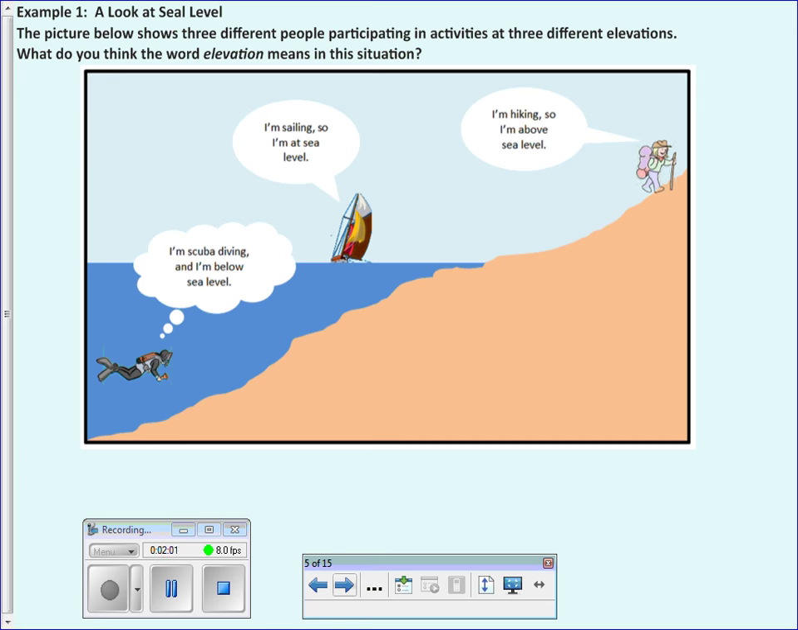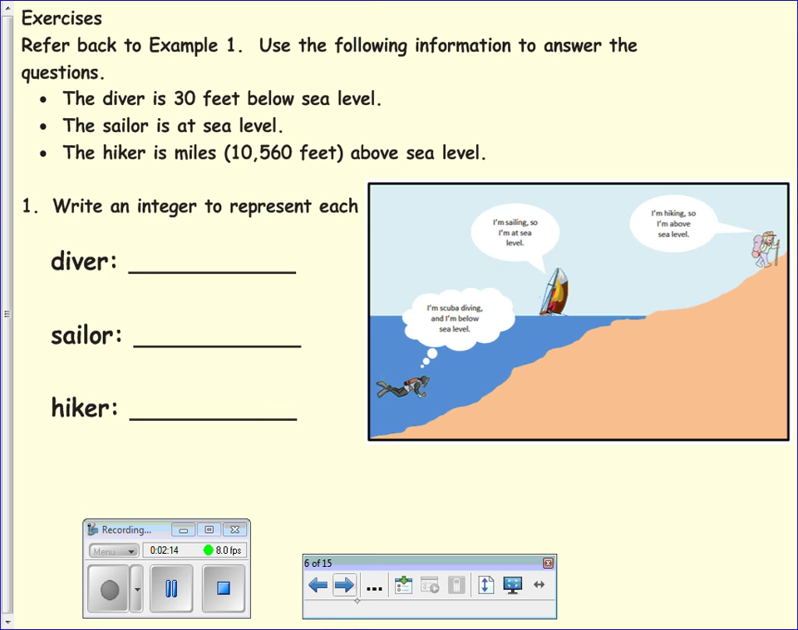So, I'm going to be a professional football player. What do I need to know math for? Well, here you go. Okay, it's part of our everyday life. So elevation in this situation is feet above sea level or feet below sea level.